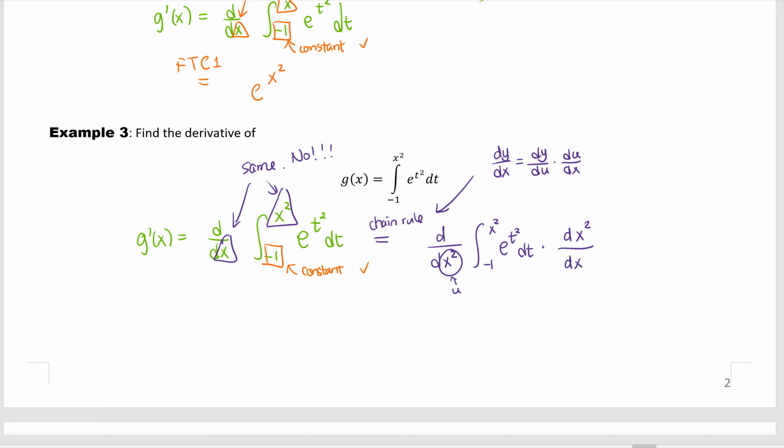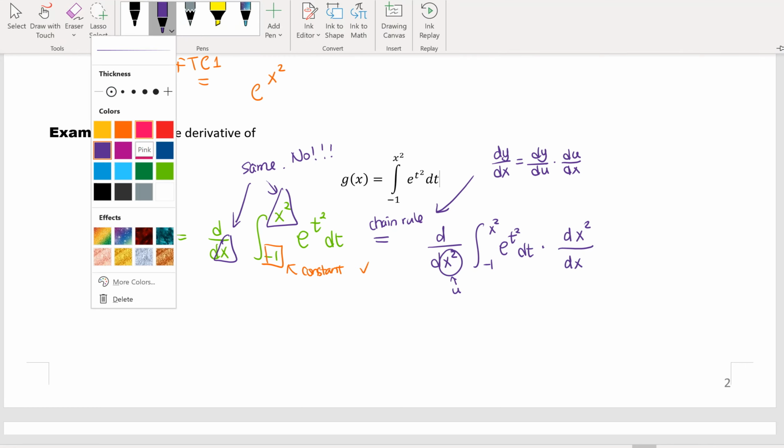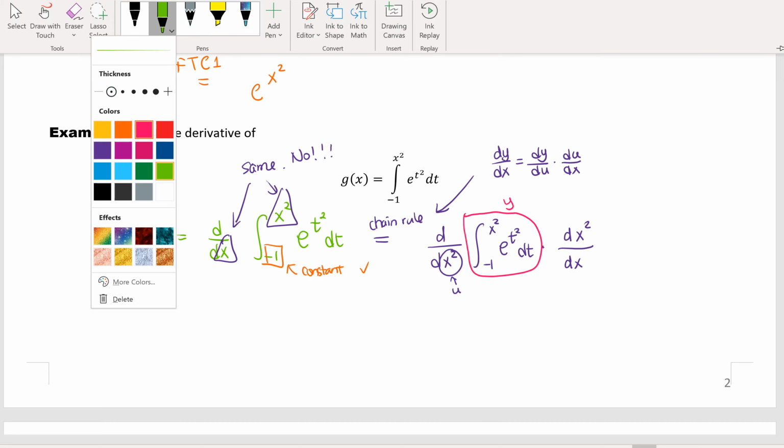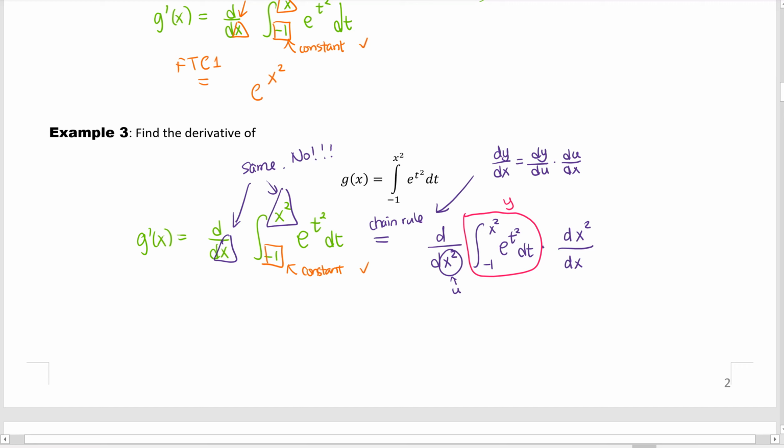So this is like dy du times du dx. That's the chain rule. Okay, now what happened? Well, what happened is, now you can see the lower limit is a constant. And then you can see the upper limit there matches with the x squared in front of it. So they match. Okay, so we can use the Fundamental Theorem of Calculus Part 1.